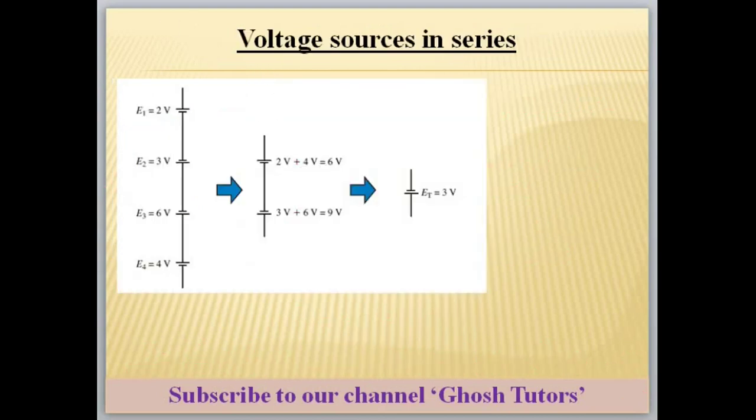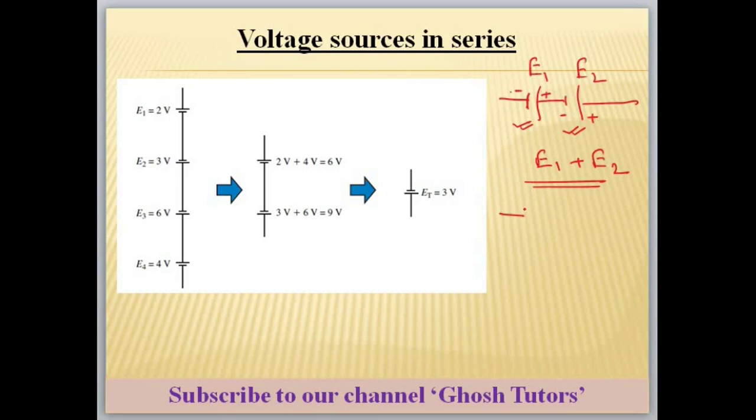Now we will see voltage sources in series. If a number of voltage sources are connected like this, what will be the total EMF? This is your E1, this is your E2. This is called connected in same polarity. Small line is negative, big line is positive. So here it is minus to plus, here also it is minus to plus. So we can simply add this. Total EMF will be E1 plus E2.